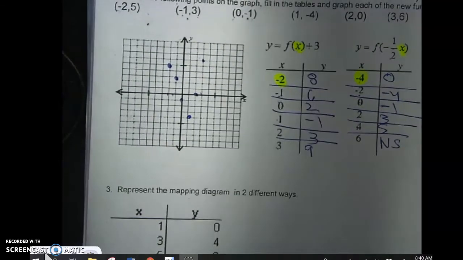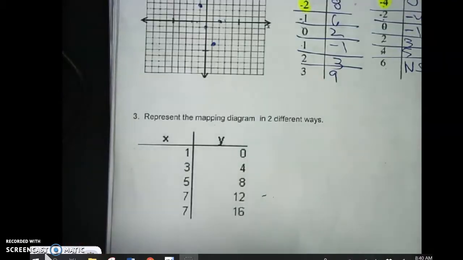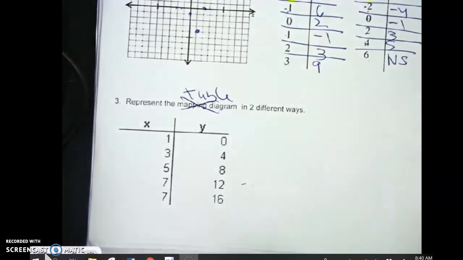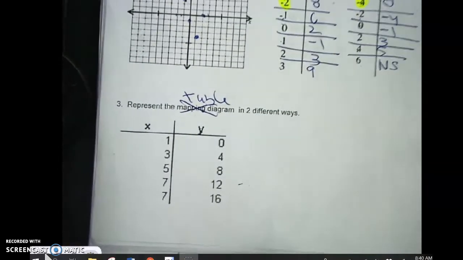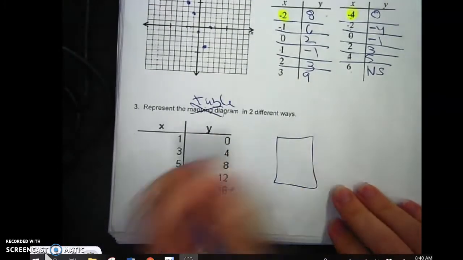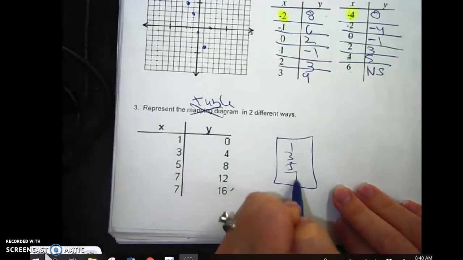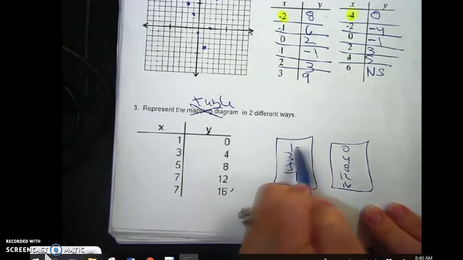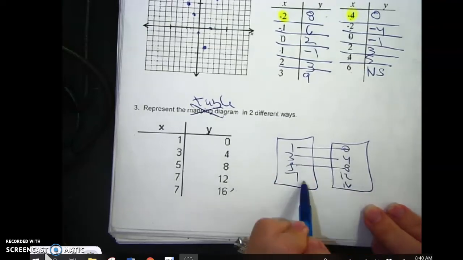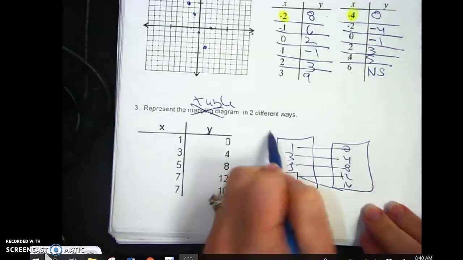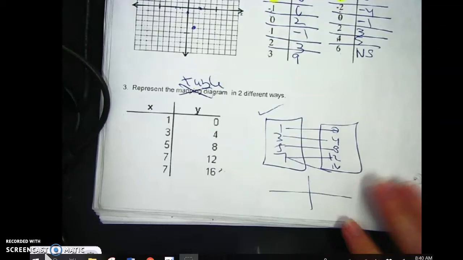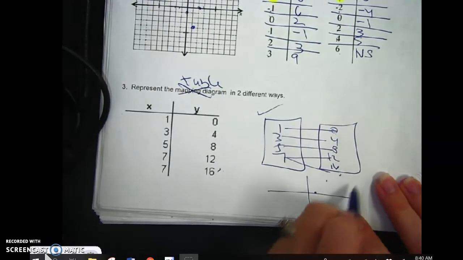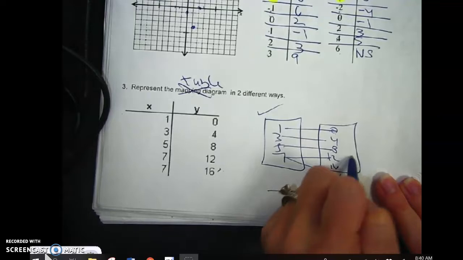Represent the mapping diagram. This is obviously a table. So this is a table in 2 different ways. I can't make another table. It still would be a table. But one thing I can do is make a mapping diagram. 1, 3, 5, 7, 0, 4, 8, 12, 16, 1 to 0, 3 to 4, 5 to 8, 7 to 12, 7 to 16. So that's one way. Another way I could do is graph it. 1, 0, 3, 4, 5, 8, 7, 12, 7, 16.